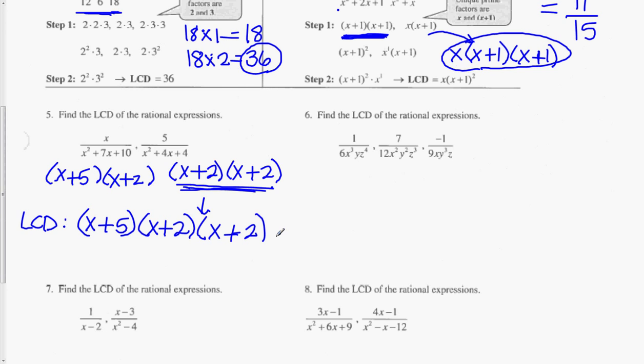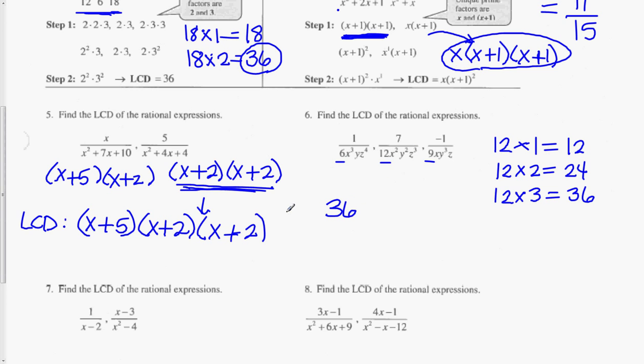All right, number 6, this is more numbers. So we're looking at 6, 12, and 9. Choose the highest number. 12 times 1 is 12. 6 will go into it, but 9 will not. So I'm going to go to the next one. 12 times 2 is 24. Again, 6 will go into it, but 9 will not. 12 times 3 is 36. Aha, 6 will go into 36 and 9 will go into 36. So I know the number part of my LCD is going to be 36.